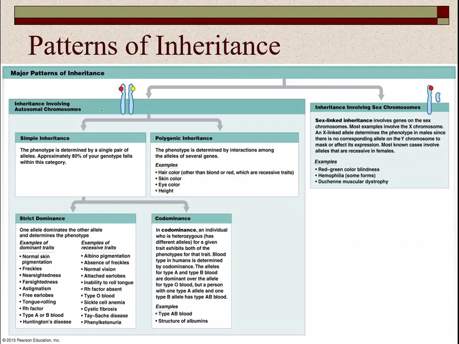So now we're going to cover different types of inheritance patterns that are associated with the autosomal chromosomes. So remember that these are associated with the autosomal chromosomes. And then we have another group of inheritance patterns that are associated with the sex chromosomes. So we have the strict dominant and recessive inheritance patterns where certain traits are found or associated with the dominant allele, while other traits are associated with the recessive allele.